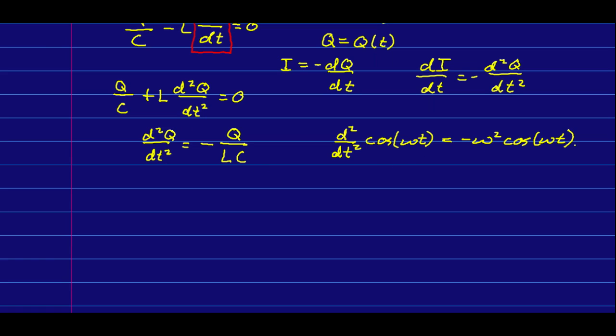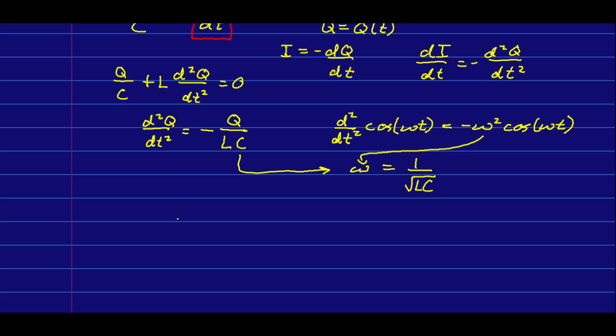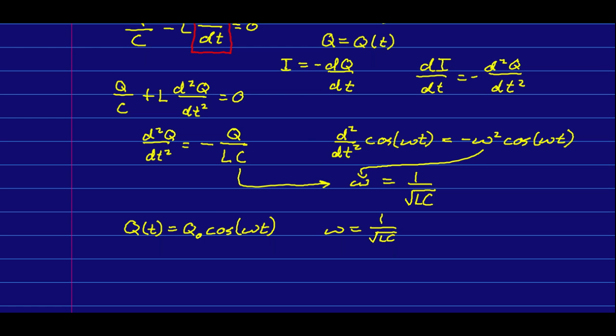And so we want a sinusoidal function that starts off non-zero. And so now, looking at this, we can simply see that the angular frequency omega must be 1 over the square root of LC. And that, then, is our answer. Q as a function of t is q naught cosine of an angular frequency times t, with that angular frequency determined by the inductance and capacitance of the circuit.